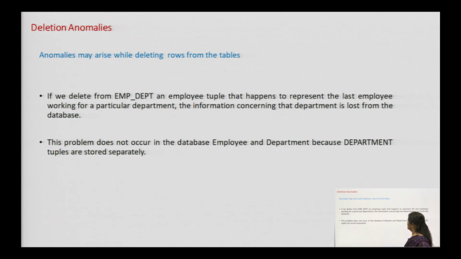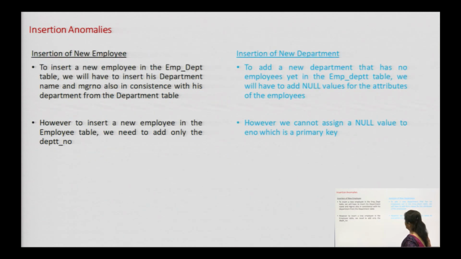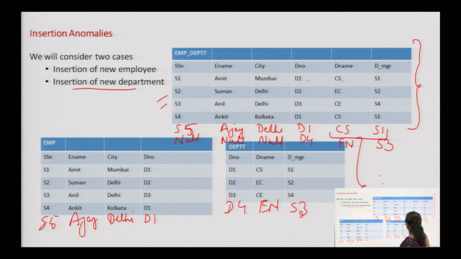Now, for the same, let us look at the deletion anomalies. If we delete from employee department, let us say I want to delete the employee S3 from here. What happens? I delete this. D3 is also deleted. Why? Because S3 was the last employee in the department D3 and we have deleted the record for S3. That means in our database D3 is no longer existing.